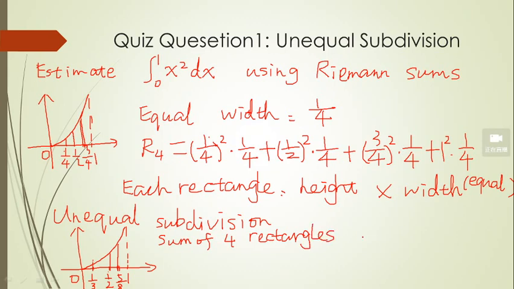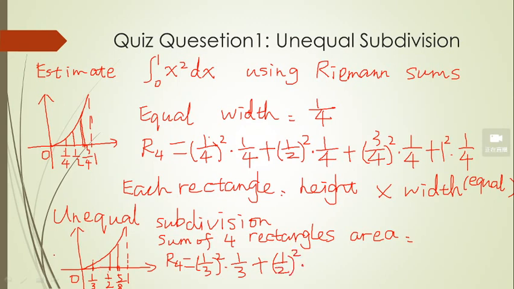Okay, 4 rectangles area. Now again, you just take the weights. What is the weight of the first rectangle? 1/3, right? And when you choose the right endpoint, we still call it R4. So the height of this rectangle will be at 1/3, the height will be 1/3 squared. And what is the weight for the first rectangle? 1/3. And plus the second rectangle's area. The second rectangle's height is evaluated at 1/2, so the height will be 1/2 squared.